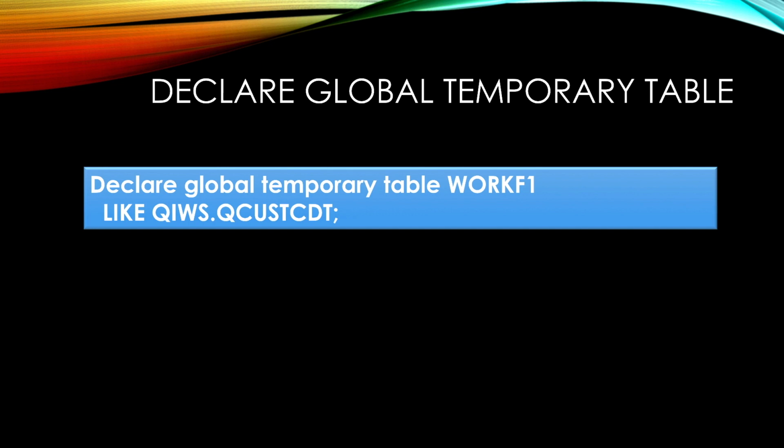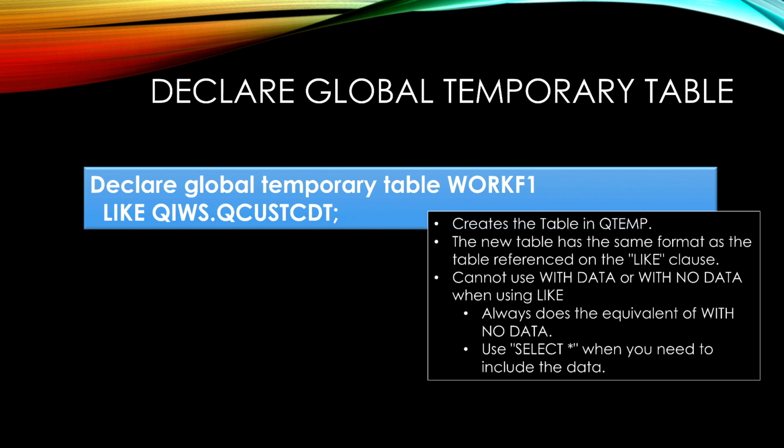So here I'm using the demo file IBM ships, qcustcdt, which is stored in the QIWS library. This will create a table called workf1 using the same format as the qcustcdt table. The like keyword basically causes the file to be created with the same columns as the based-on file. It's substantially similar to using the REF keyword in DDS. Unlike using a select statement, you cannot copy a set of data into the global temporary table on the declare global temporary table statement itself. You can only create an empty table.